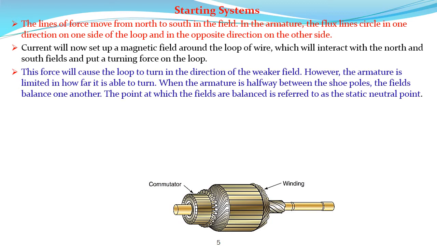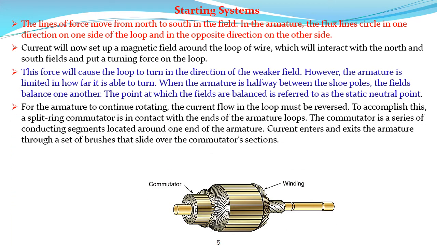When the armature is halfway between the shoe poles, the fields balance one another. The points at which the fields are balanced are referred to as the static neutral points. The armature reaches a neutral state. This problem is solved by reversing the current, using what are called brushes, known in Iraq as carbons.